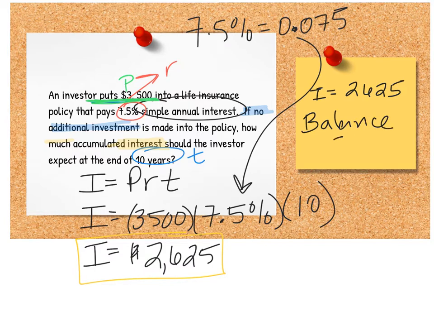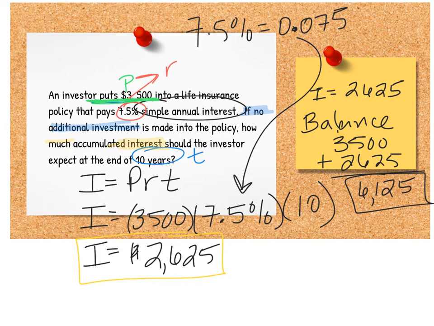So my balance is, I started with 3,500. I earn, so they're paying me, so I'm getting 2,625, which gives me a total in my account of 6,125. That's the total in my account. You have to read carefully because sometimes they do ask you, what's the balance of the account? If I find out the interest, I add that to my balance. That's how much money I have right now.